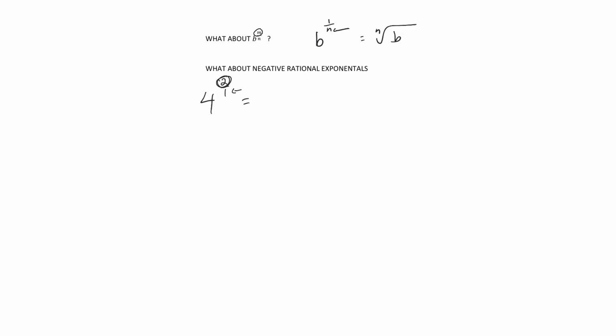Now the 1, there's no such thing as a 1th root. The 1 makes no difference. This actually means 4 times 4 because the top number, the numerator, tells you the number of times to multiply the base by. So let's include 4 to the 2 over 3. Now what does that mean?